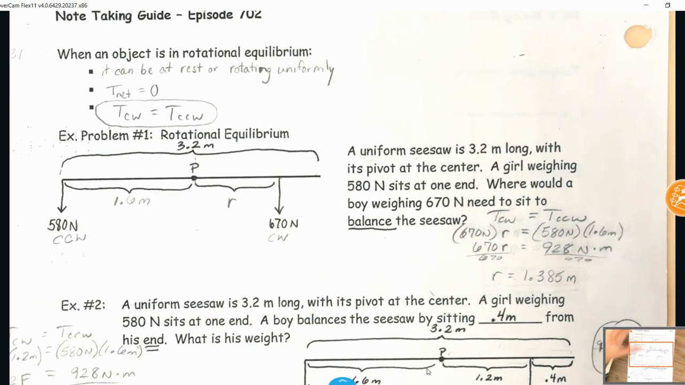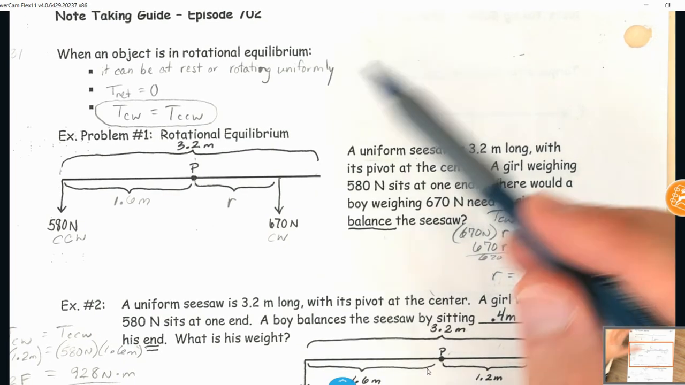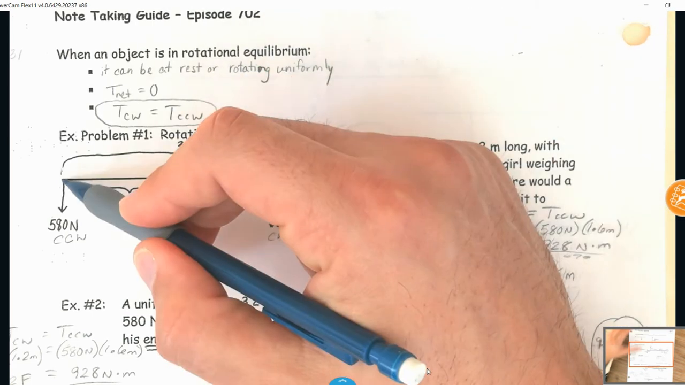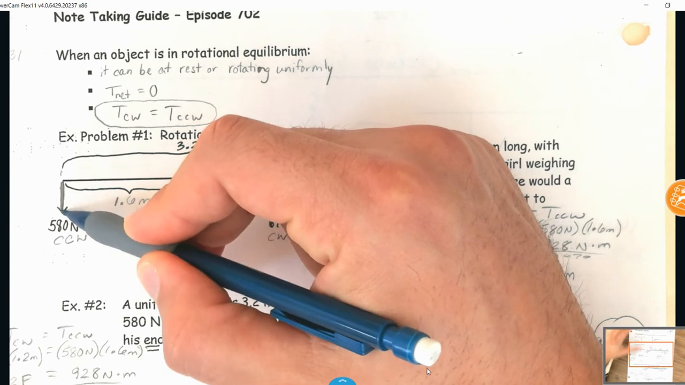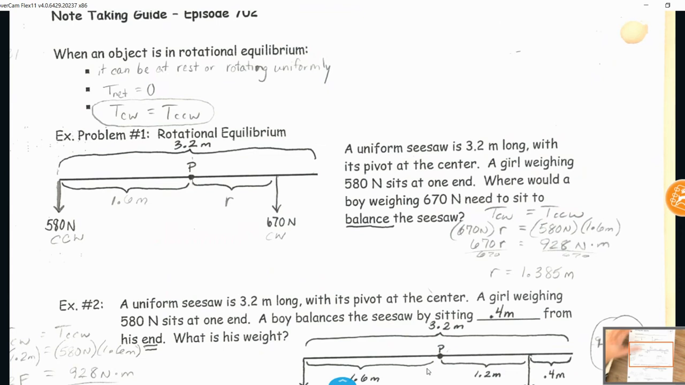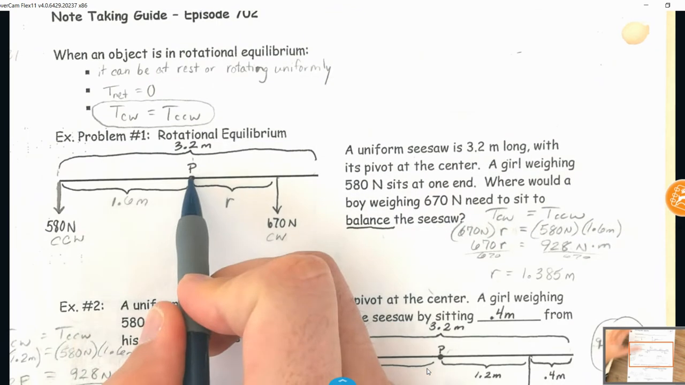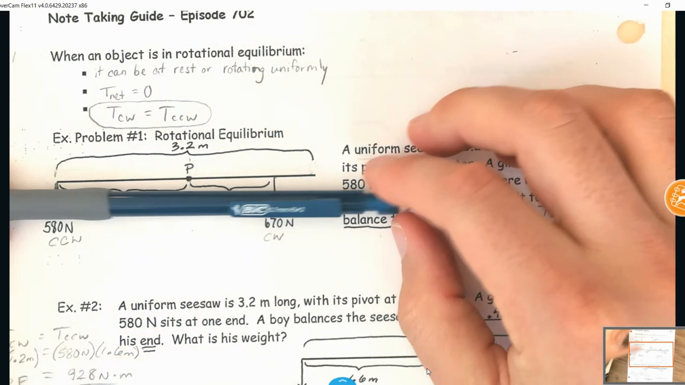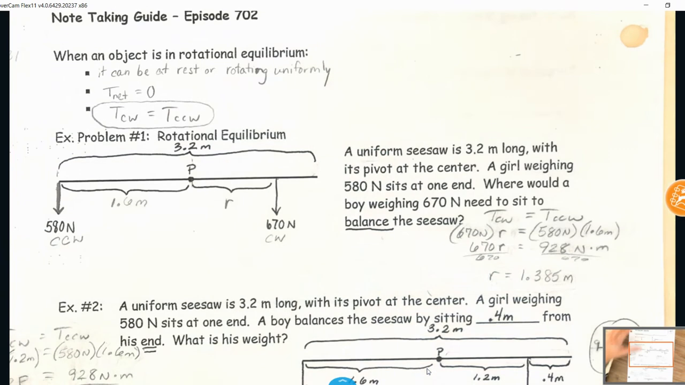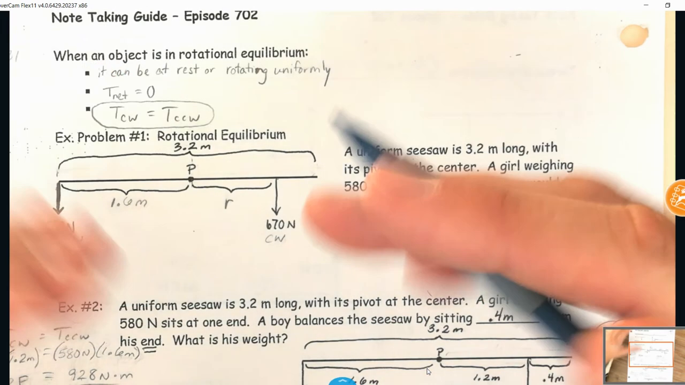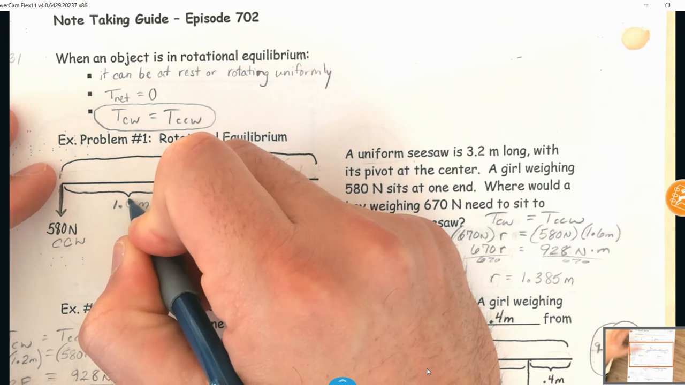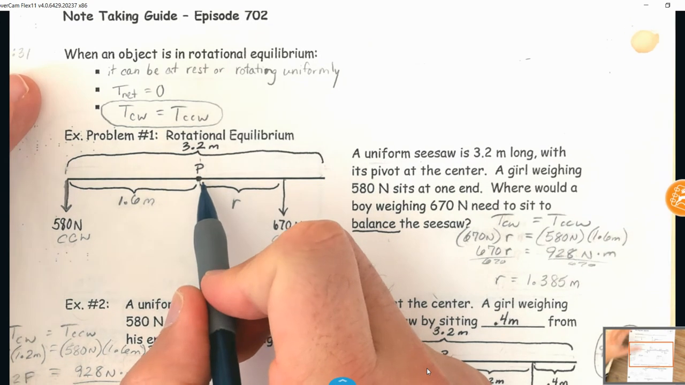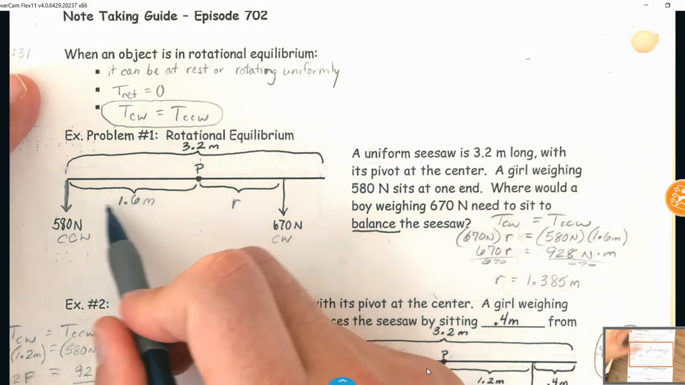In order for these things to equal out, right? Like if you're on a seesaw, if you're the big sister or brother or whatever, and you're playing with someone that's lighter than you, the lighter person's going to need to wind up going farther away than you do in order to get it to be flat, to be balanced. So essentially, you have to get your torque equal to theirs. And they tell us that the girl's sitting all the way at one end. And if the pivot point is at the dead center, 3.2 cut in half, you're going to get 1.6 meters.